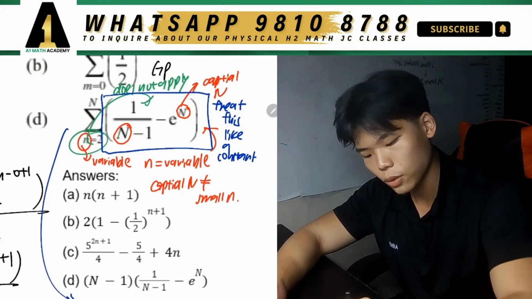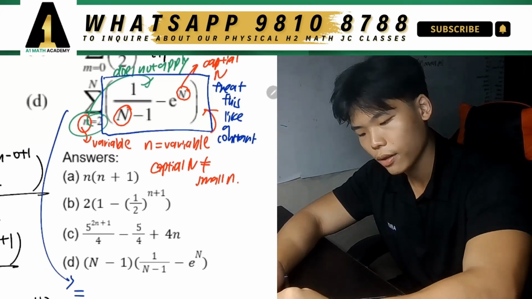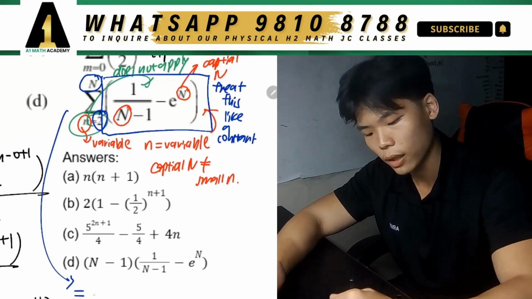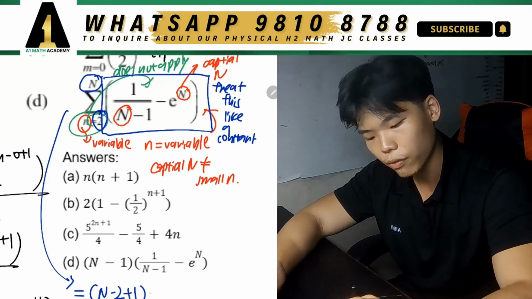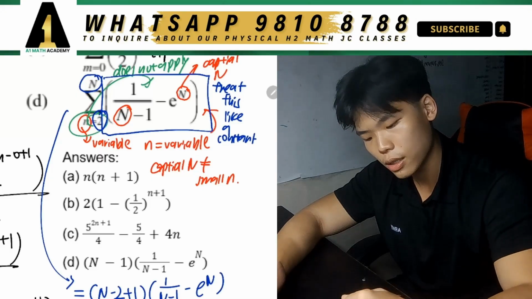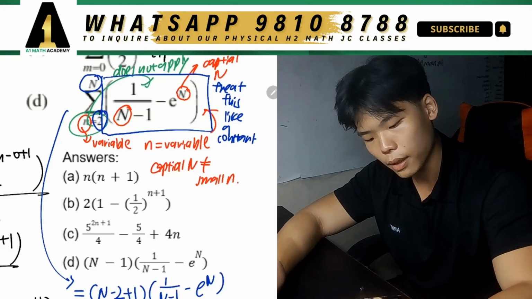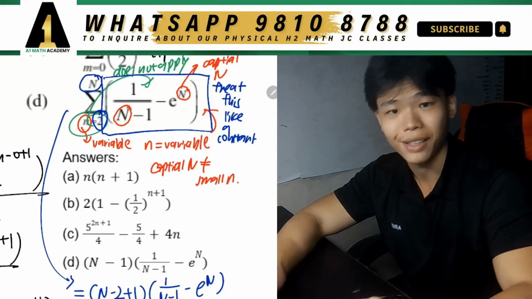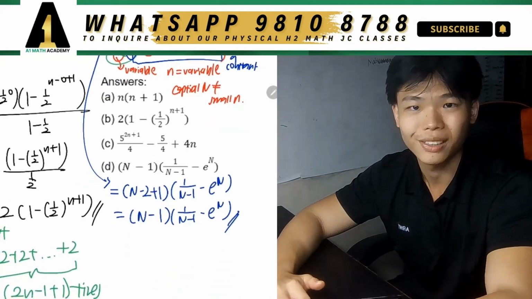So the answer to this is very simple. How many terms do I have? I have big N minus 2 plus 1. So (N minus 2 plus 1) of the constant of n minus 1 minus e to the power of n, which eventually just gives me (N minus 1)(n minus 1 minus e to the power of n) as the final answer to this question over here.